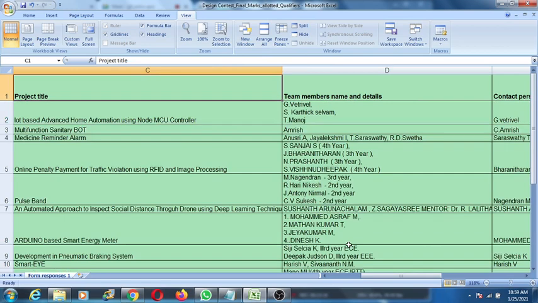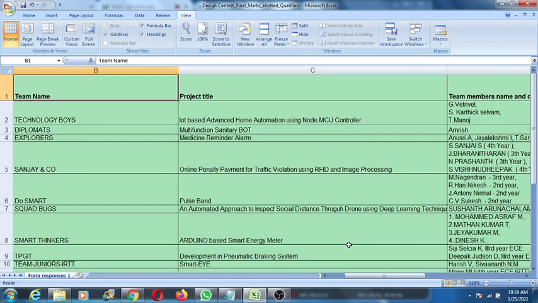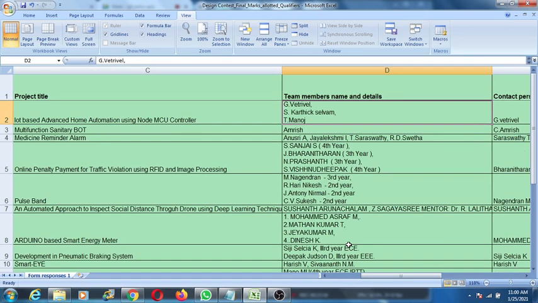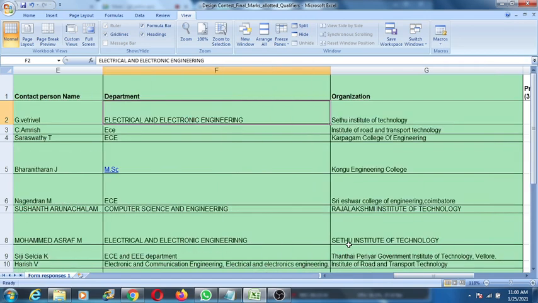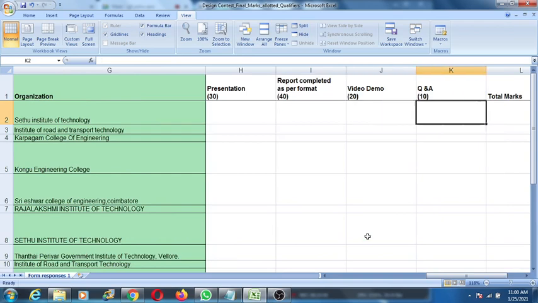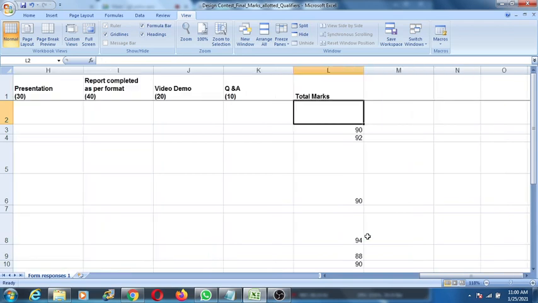IoT based advanced home automation using Node MCU controller. Yes, sir. Okay, the next presentation is going to be given by Technology Boys. Project title: IoT based advanced home automation using Node MCU controller. G. Vetrivel, S. Karthik Selvam, T. Manoj, Electrical and Electronics Engineering from Sethu Institute of Technology. Okay. Start your presentation.